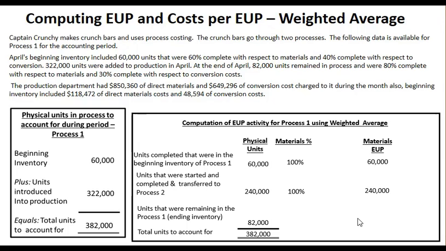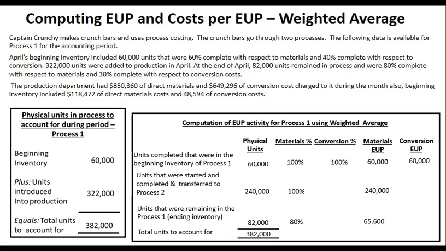Lastly, then, the units that were remaining in process. I'm going to count the percentage of effort or the percentage of completion for materials with that ending inventory, just like I did for FIFO. And in that case, the units were 80% complete with respect to materials. And in that case, it'll be 80% times 82,000 physical units, meaning that I had 65,600 equivalent units of production for materials. I'm going to apply the same process now to conversion cost.